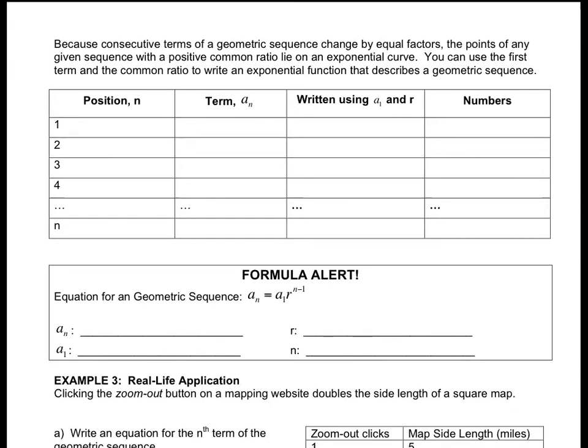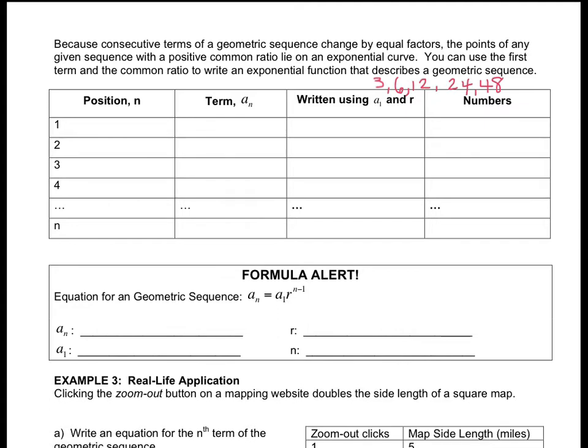You may remember my sequence table from arithmetic sequences. We're going to use the same kind of thing for geometric sequences, only instead of having a common difference, we now have a common ratio. So let's use a sequence. I'll just come up with one. 3, 6, 12, 24, 48, etc.